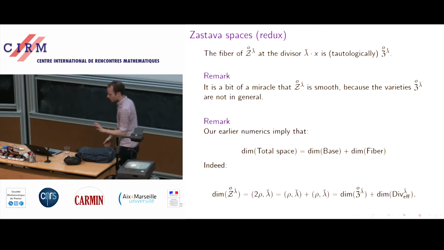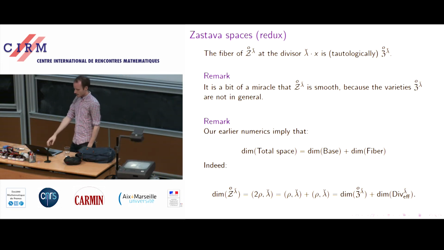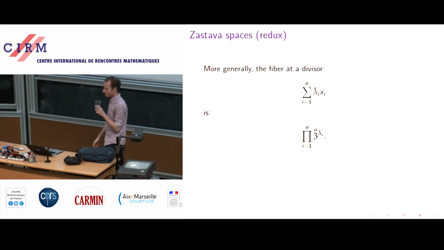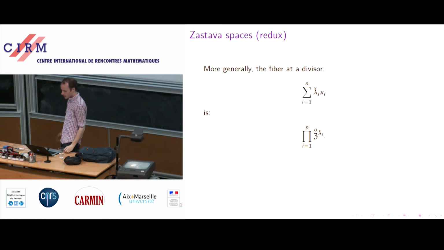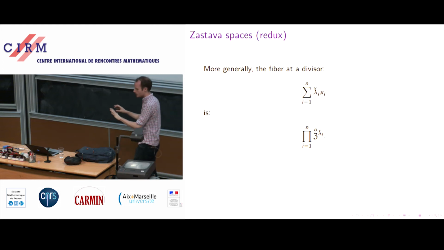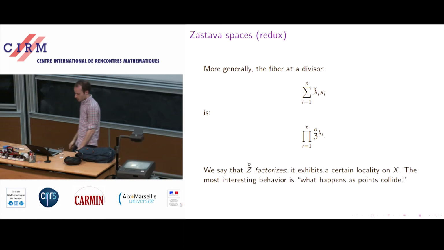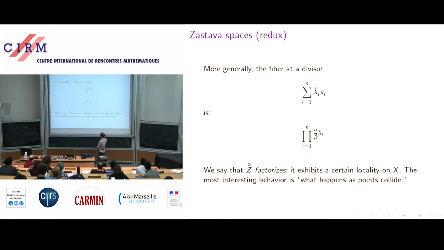And I just also want to note that the numerics are very friendly here. So the dimension of the total space is the dimension of the base plus the dimension of the fiber. It's kind of a plausibility check that those numbers make sense, at least. So more generally, if you wanted to take the fiber at some divisor that was maybe concentrated at several points, you just take the product of the corresponding Zastava spaces. So this means that Zastava factorizes. That's the word for it.